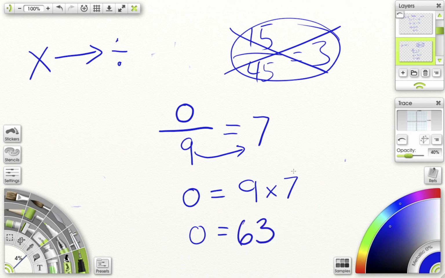63. So that means when I plug in my number, I take my original problem, I do 63 over 9. 63 divided by 9, does it equal 7? It does. So there you go. So remember, if the variable is on top of that fraction looking thing, you need to multiply your two numbers. If it's on the bottom, you have to switch them and divide. Okay?